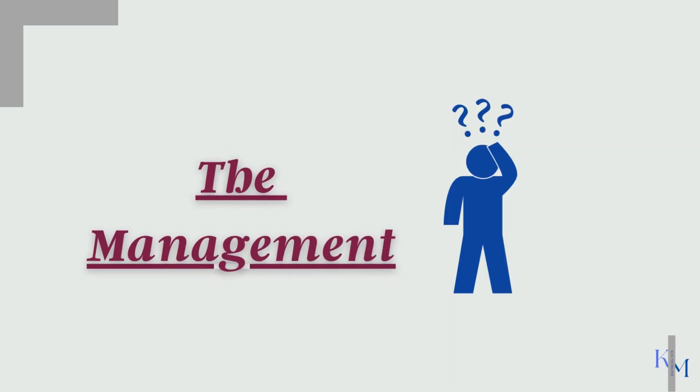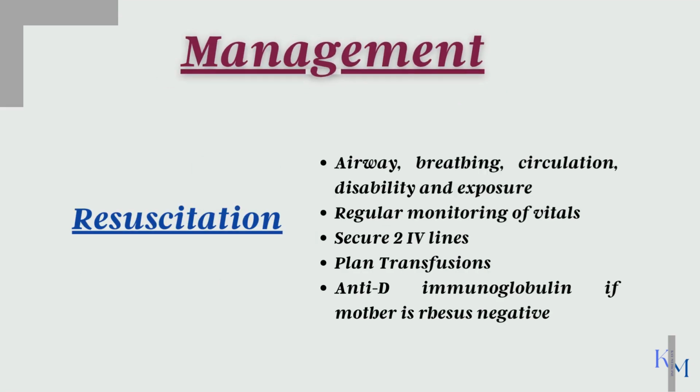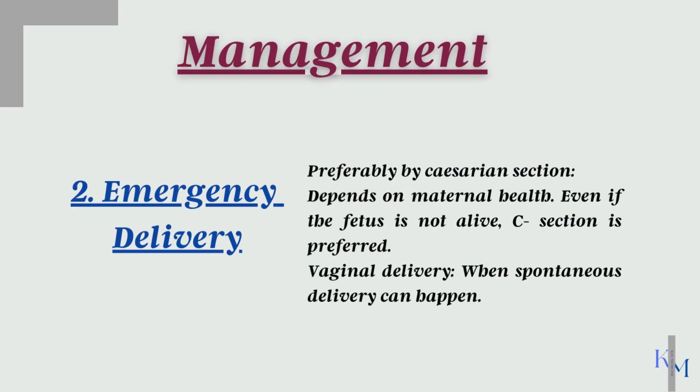Coming to the most important part, the management. First thing is the maternal resuscitation. Regularly monitor the vitals. Secure 2 IV lines with large bore cannulas to replace the blood loss. Inform the relatives and blood bank about the blood transfusion, and arrange anti-D immunoglobulins if required. After this, you have to plan what to do with the patient. A delivery, cesarean or vaginal, or conservative management.